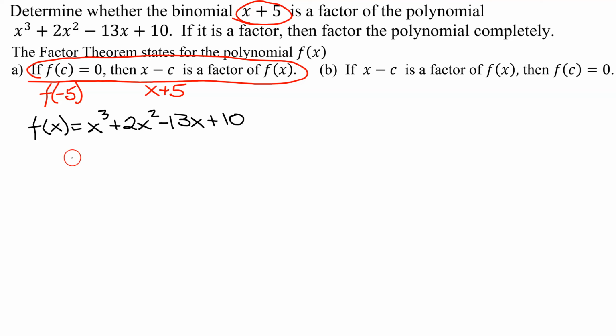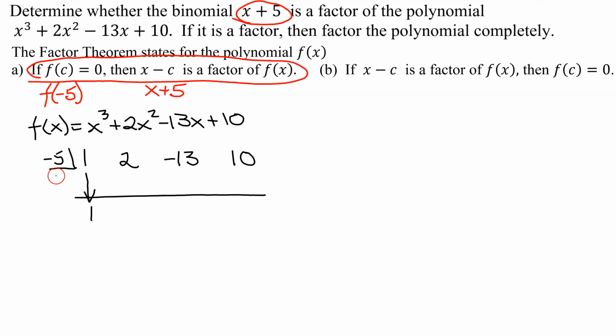In setting up synthetic division, what number goes in the box? It's c, so it's negative 5. And do I have any missing terms in f of x? No, I have x cubed, x squared, x, and a constant. So my coefficients are 1, 2, negative 13, and then my constant term of 10. Bring down the 1.